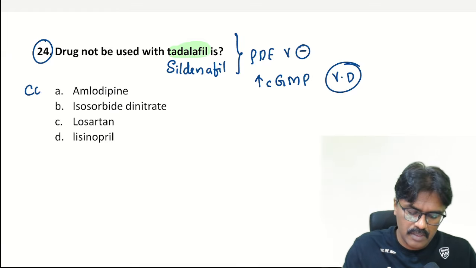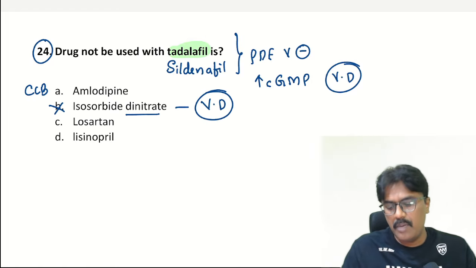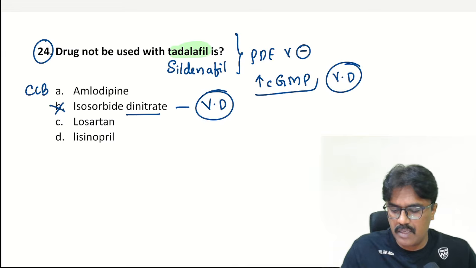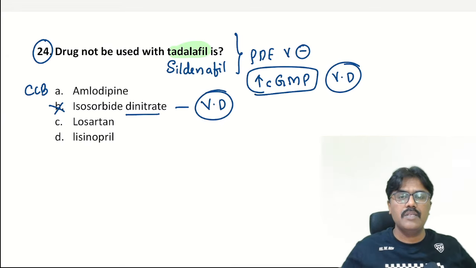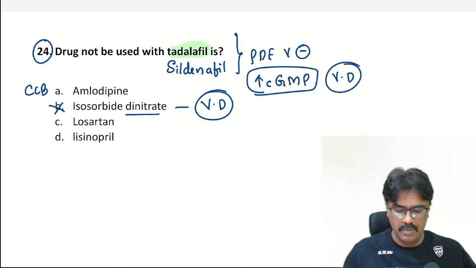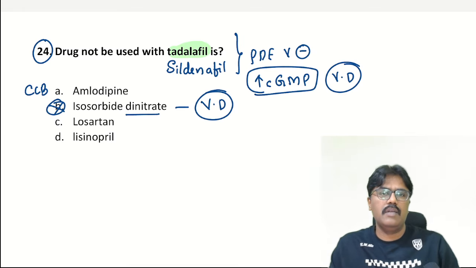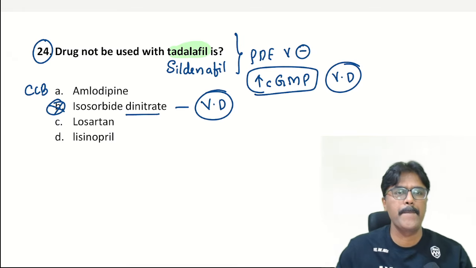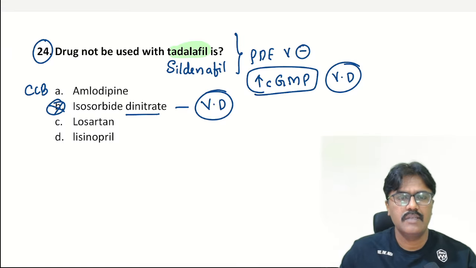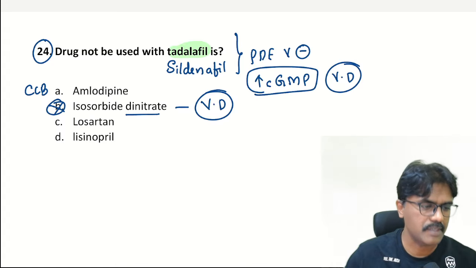Amlodipine is a CCB. Isosorbide dinitrate is never given with these, because nitrates are also vasodilators and both of them have the same mechanism. They increase cyclic GMP, so there will be severe hypotension, and you know that severe hypotension can lead to cardiac arrest. Losartan is an ARB. Pril is an ACE inhibitor. But never ever give nitrate with sildenafil or tadalafil. So the answer is B, isosorbide dinitrate. Okay? Yes.